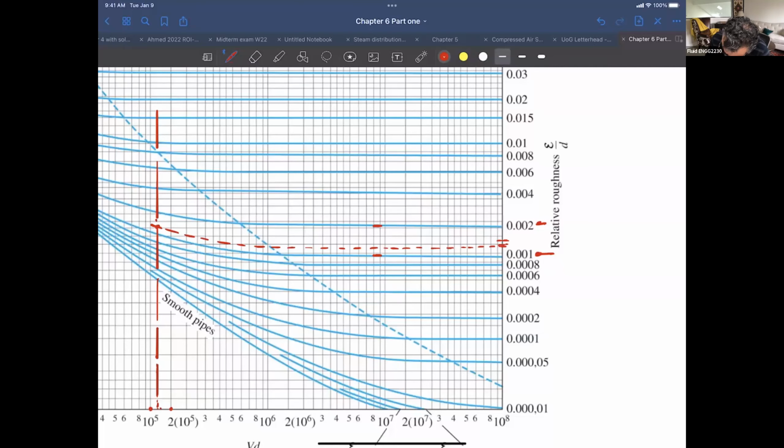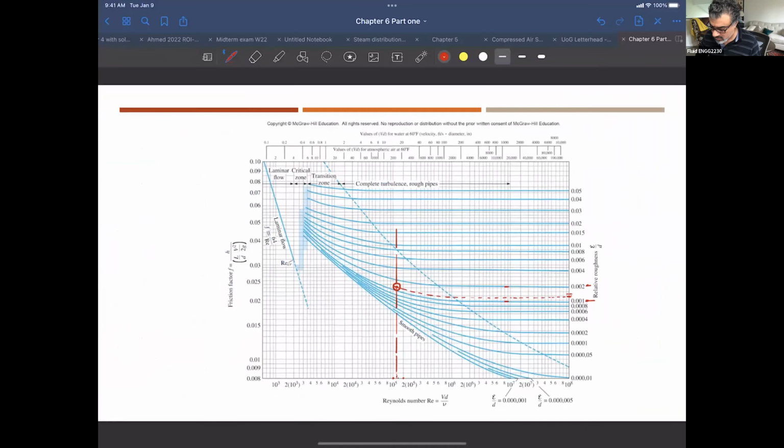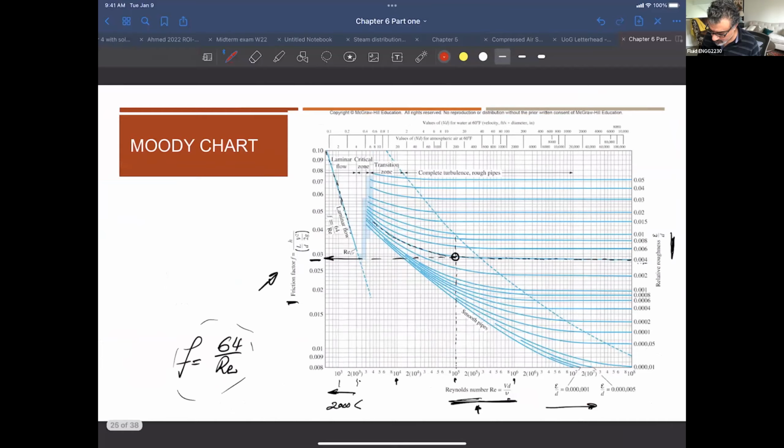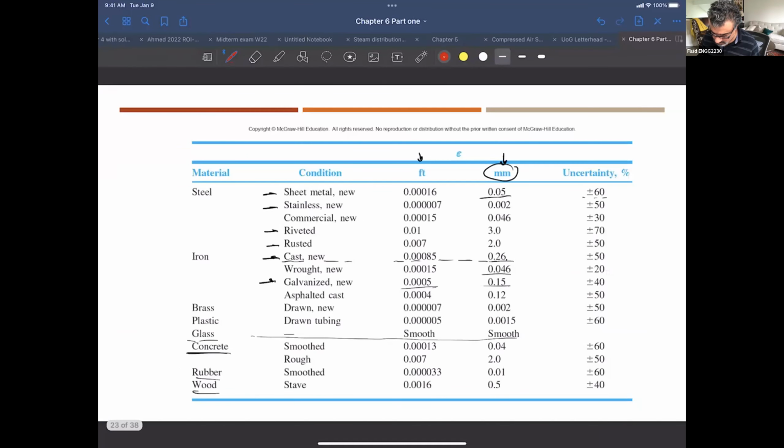So it looks like this is a point. I'm just exaggerating with a circle here, but this is a point where you want to have your roughness from the table. What table? This epsilon already? It is cast iron. This is cast iron, right? So basically the roughness is this.